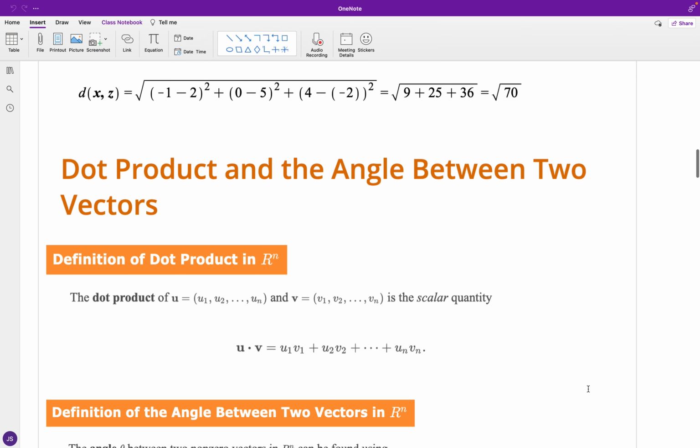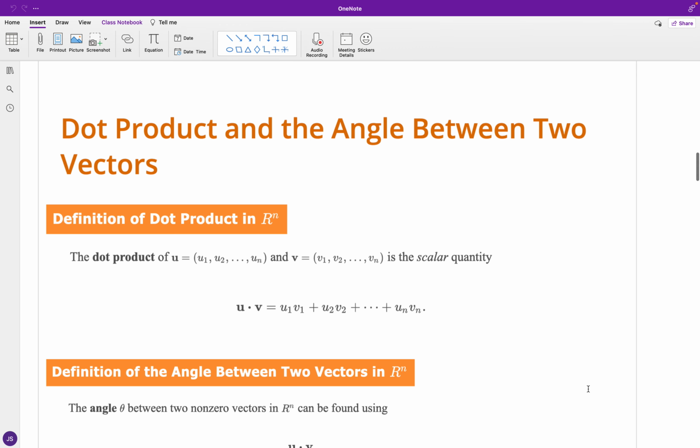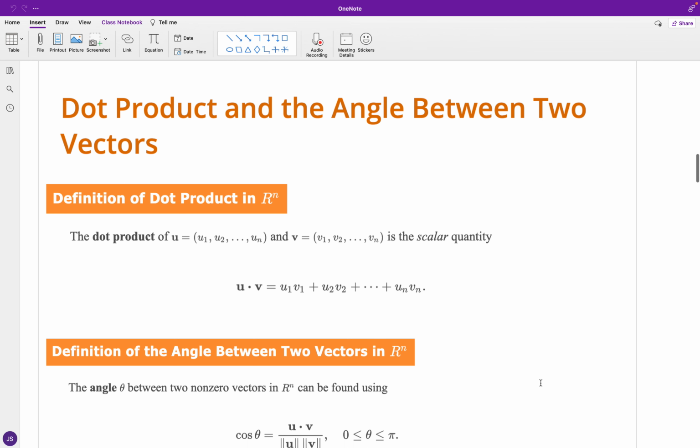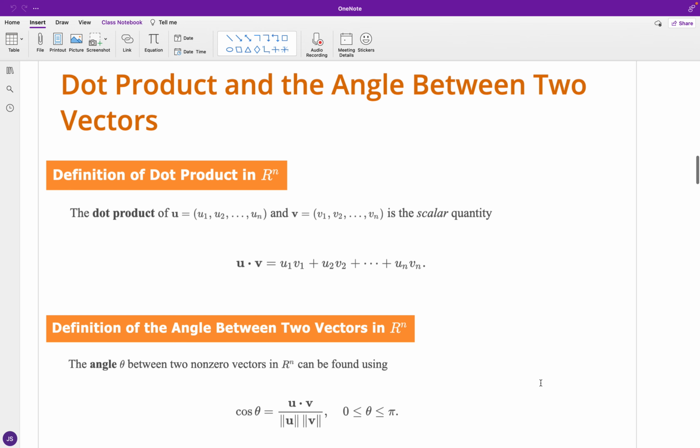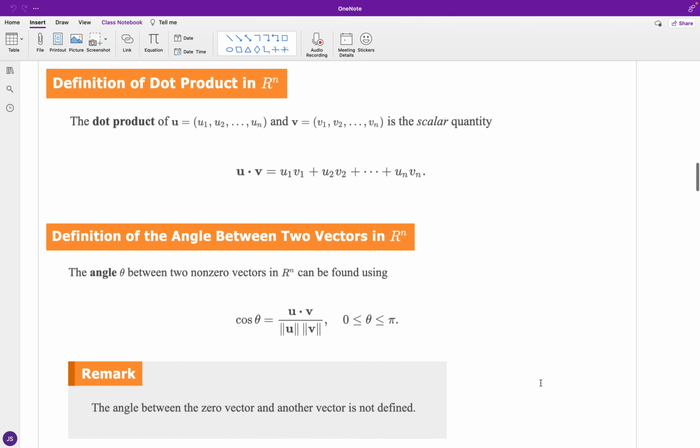And regarding the definition of the angle between two vectors in Rn, the angle theta between two non-zero vectors in Rn can be found by using the following formula: the cosine of theta is equal to the dot product of u and v divided by the product of the lengths of the vectors u and v. And theta is going to be in radians, where 0 is less than or equal to theta is less than or equal to pi. And the radians can also be converted in terms of degrees. And just a remark that the author includes: the angle between the 0 vector and another vector is undefined.